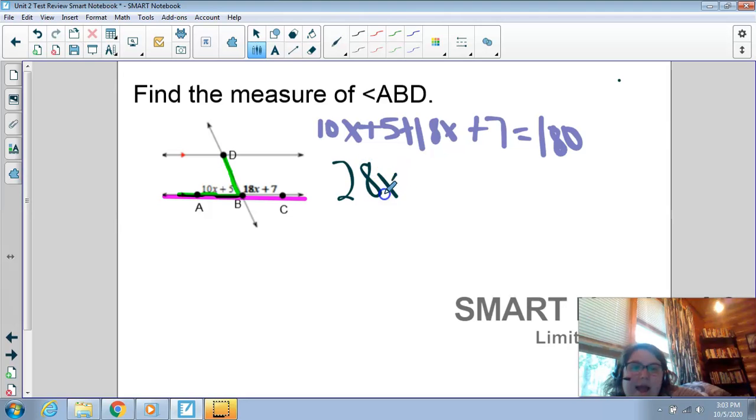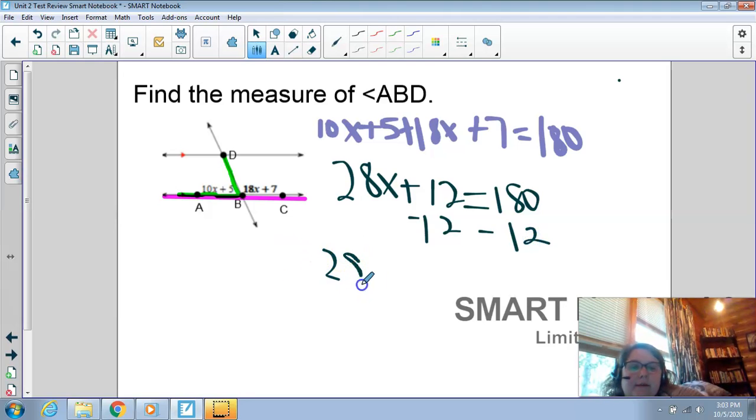I have 28x plus, we have 7 plus 5, which gives me 12, is equal to 180. I'm going to subtract 12 from both sides. I get 28x is equal to 168. And I'm going to divide both sides by 28. And when I do that, I should get x is equal to 6.